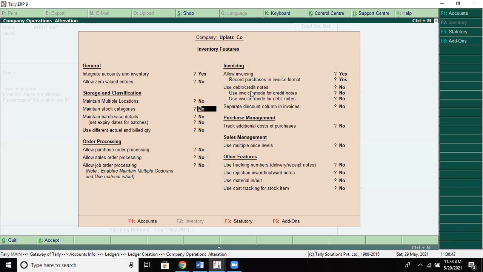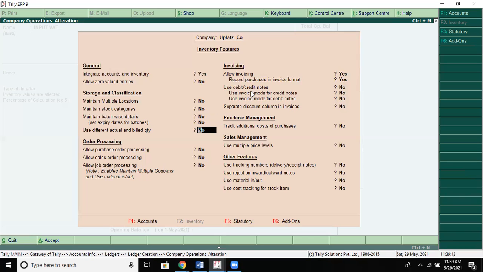Store stock categories: if there are different types of stock categories, you can enable it as yes. As of now we will maintain it as no. Do you want to maintain any batch wise details? If you are maintaining batch wise details, the batch will be displayed based on the expiry date. Here, as we don't have any batch wise as of now, we are maintaining it as no, and whenever we require, we make it yes.